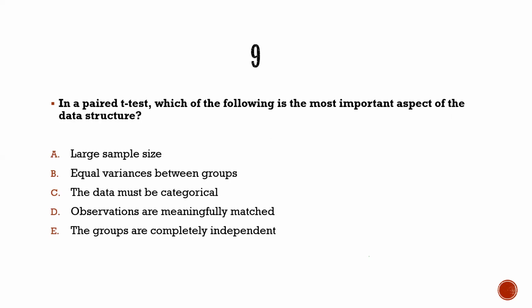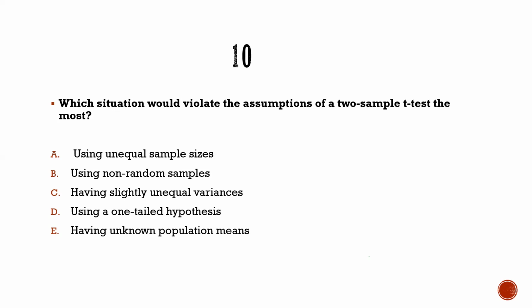MCQ 9. In a paired t-test, which of the following is the most important aspect of data structure? A, large sample size. B, equal variances between groups. C, the data must be categorical. D, observations are meaningfully matched. E, the groups are completely independent. Yes, D is the right answer because you will match the pairs, so observations are meaningfully matched.